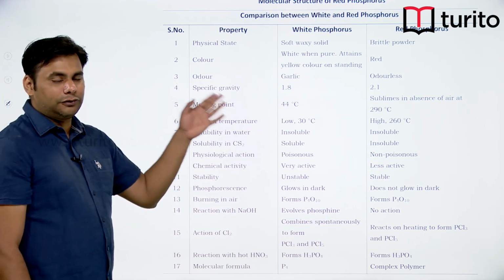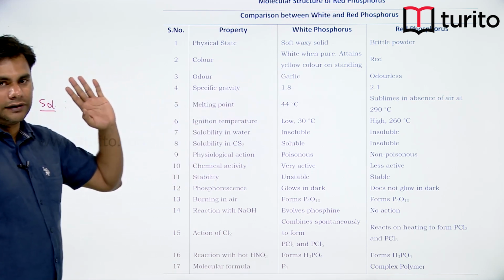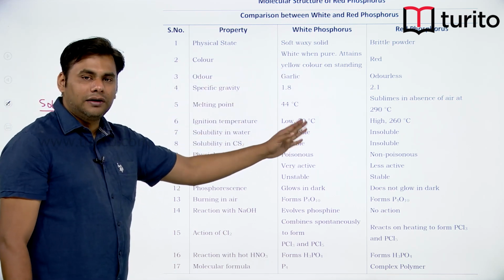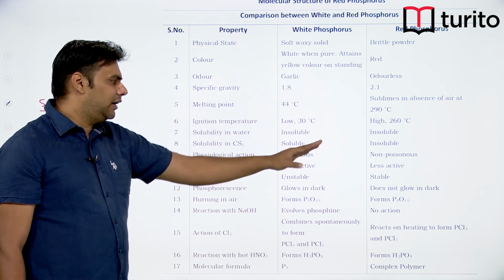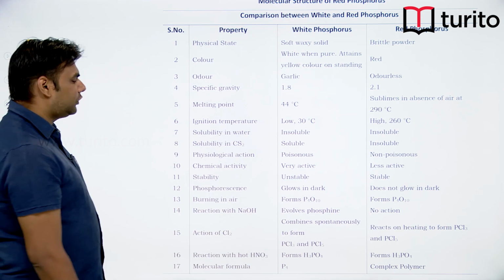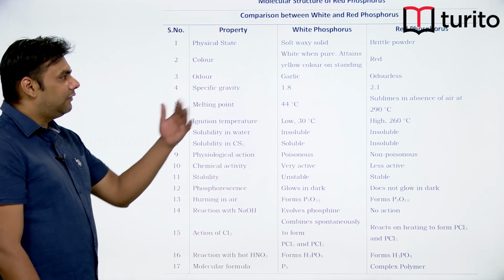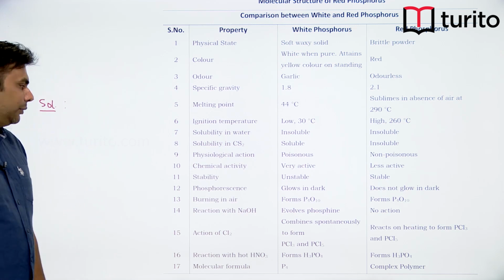White phosphorus possesses a garlic odor, and red phosphorus is odorless. White phosphorus is highly unstable and very reactive, whereas red phosphorus is stable, but still reactive; we'll say it is less reactive. White phosphorus shows chemiluminescence, it glows in the dark, whereas red phosphorus does not show chemiluminescence.